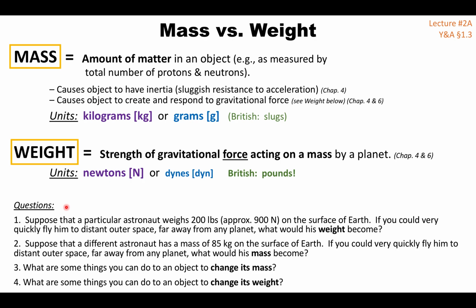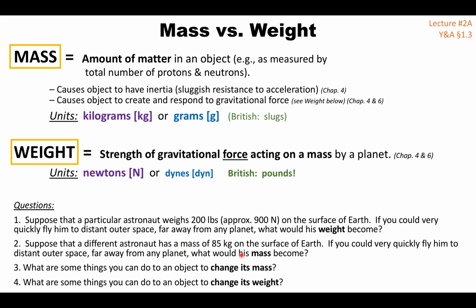All right, so quickly to review the answers: if you were to take a 200-pound astronaut and move him to distant outer space far away from any planet, what would his weight become? It would become 0 pounds, because there would no longer be any planetary gravitational force acting on him. In fact, if you move that same astronaut to the surface of Mars, his weight would go down to something like 70 pounds. The surface of the Moon, about 30 pounds. And then distant space, 0.